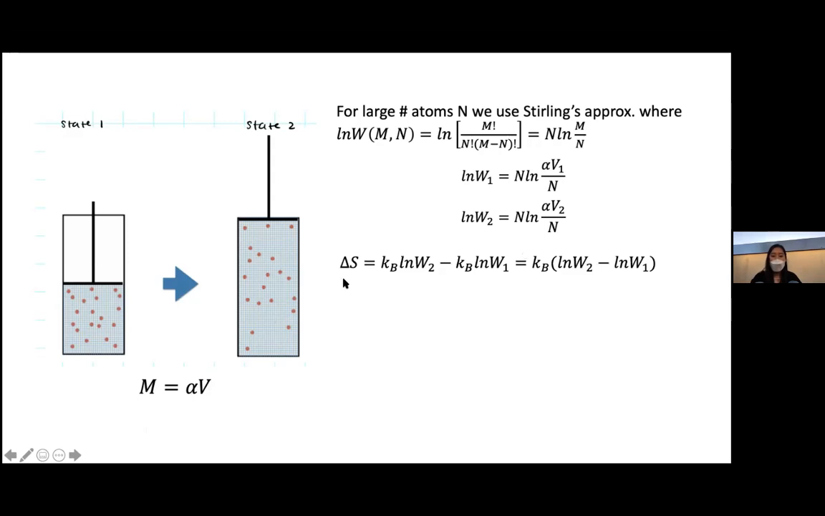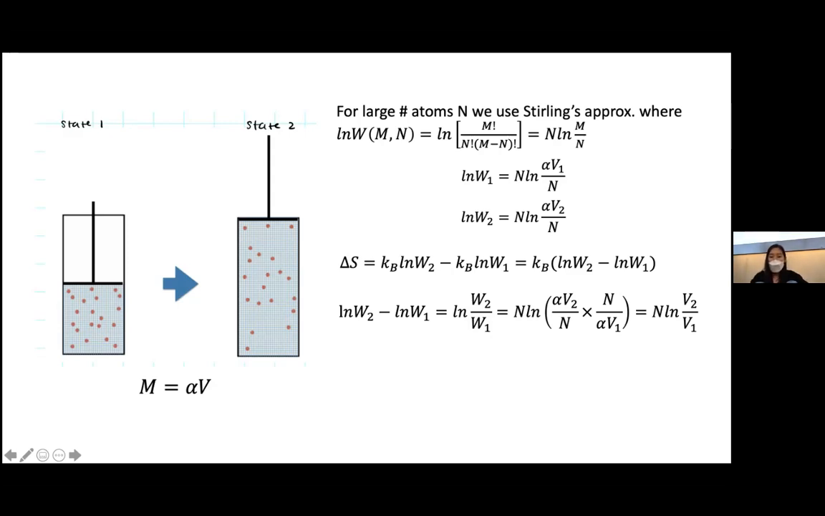So here, this is just rearranging the statistical definition of entropy equation. And since we're trying to know the change in entropy, we want to also know the change in multiplicities. So this expression right here in parentheses, we actually can get from what we have up here. So if we substitute that in, we can simplify it to this expression right here, n times natural log of volume 2 over volume 1. And again, these are just now in terms of the volumes of the different states.